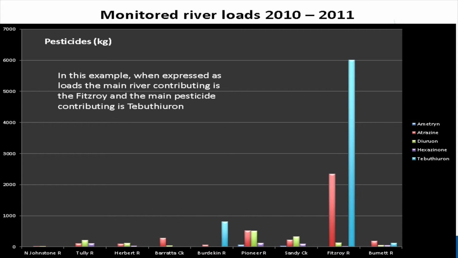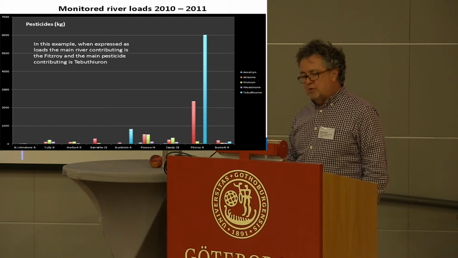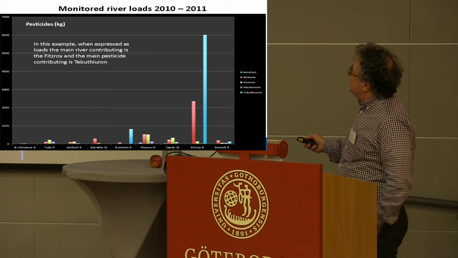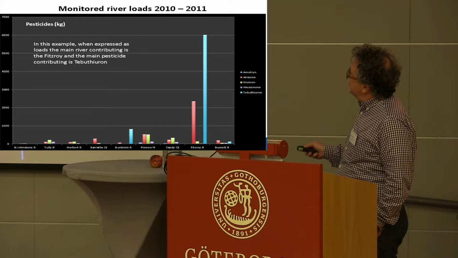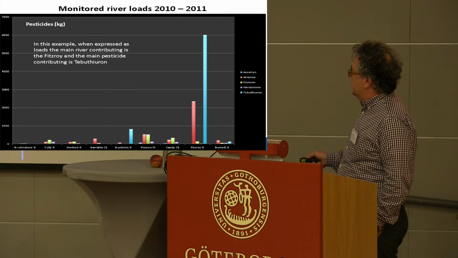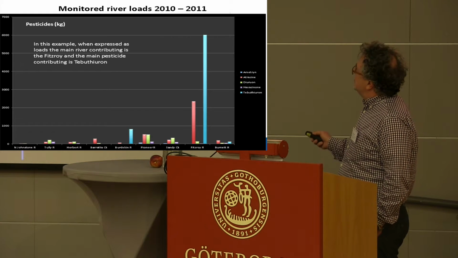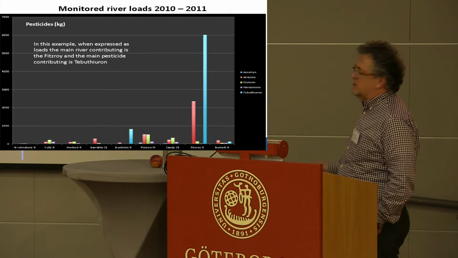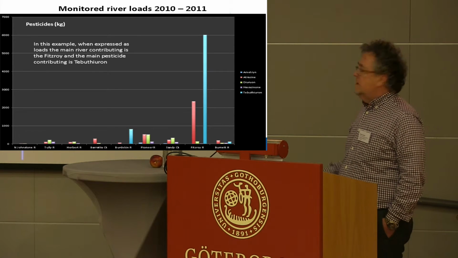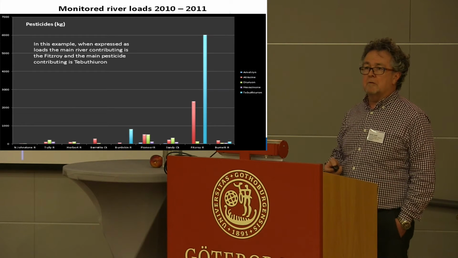Now, what I want to show you here is what we're arguing about and how we felt that loads, the mass targets, could be misleading. So here we have just one particular year's worth of data. These are the loads of pesticides in kilograms coming out from some of our rivers. And it's very clear, hopefully, that by far the main contributor to the pesticide loads coming out is the Fitzroy River. And by far the most important in terms of the load is tebuthiuron.